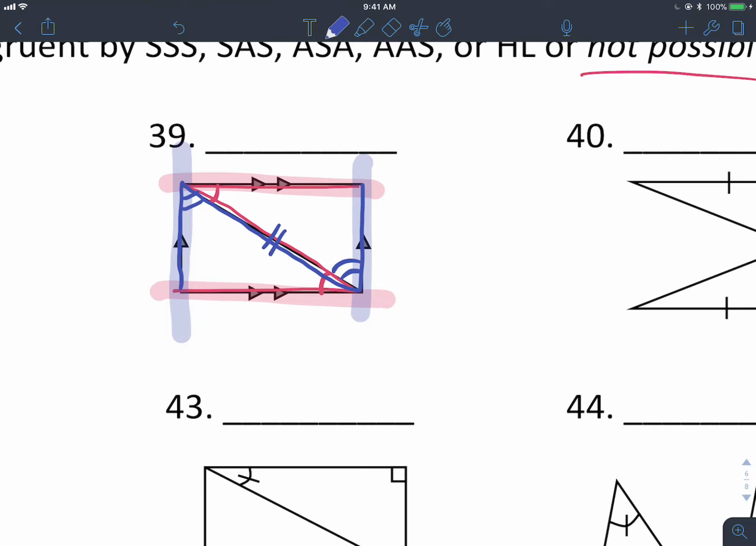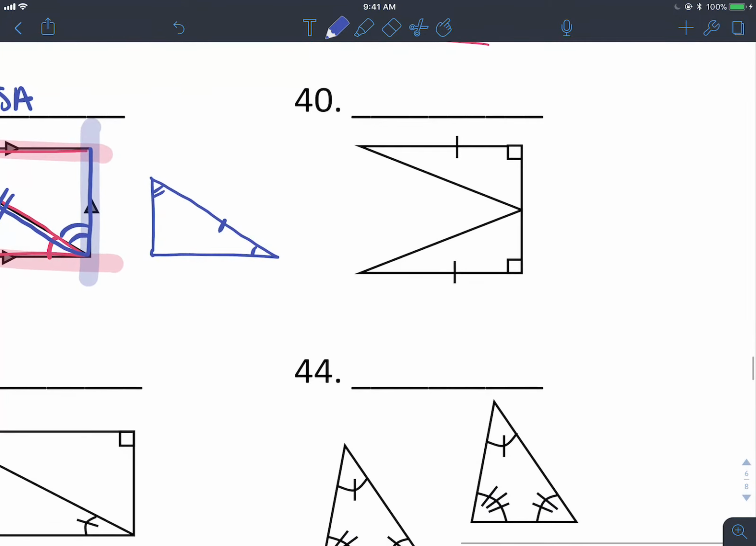So from this picture, I'm going to draw that bottom left triangle. We have an angle and an angle, and then that shared side in the middle. So this one is going to be angle, side, angle. Number 40. Now don't get tripped up on number 40. I know it looks like HL, but we are not told that these two hypotenuses are congruent. So because we don't have that information, we are missing some info. So that means 40 is none.